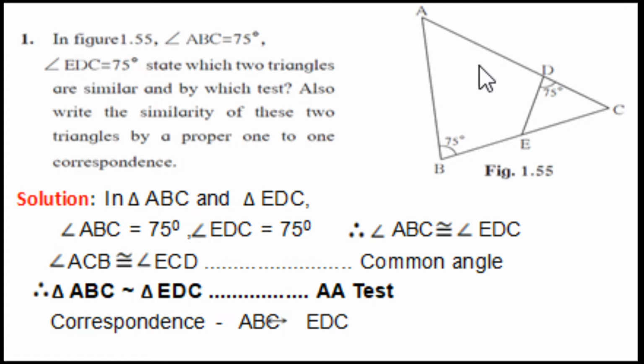This angle ACB is congruent to angle ECD, this one. Therefore these two triangles ABC and EDC are similar by the AA test, and the correspondence is ABC corresponding to EDC. This is the sign of correspondence. Next question.